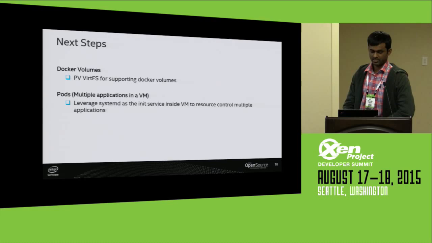So in the case of PVH, for the next steps I just listed a couple of them. One, Docker supports mounting host volumes into the container. If we want to support the same feature, we need a PV solution for the virtual file system. And as I have shown earlier, we can bunch a group of applications inside a VM. Then the question comes of how to resource control them. We can use systemd inside the VM as its init application, and then we can resource control those applications inside the VM. Yeah, that's it.